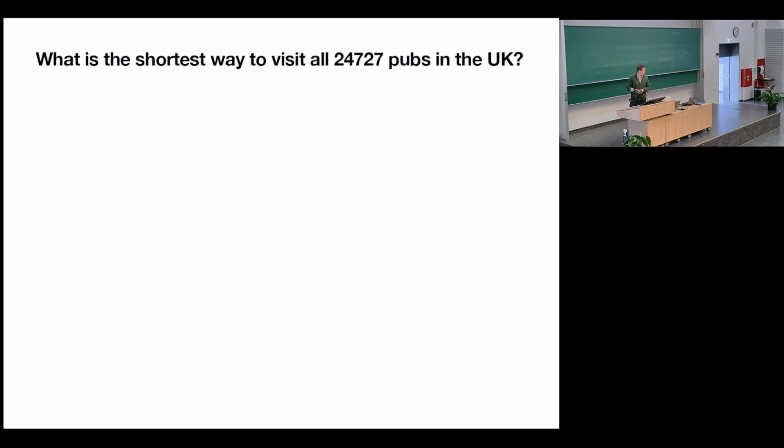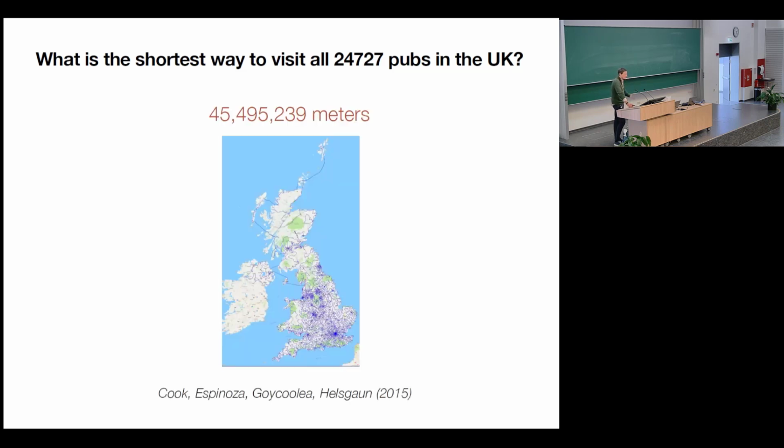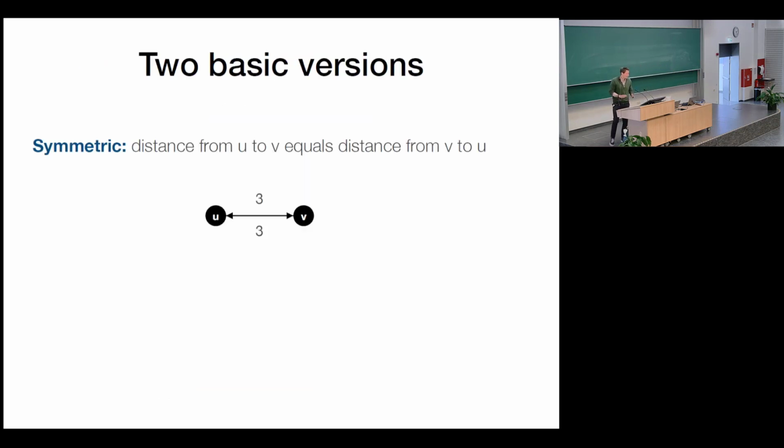Actually, there is one funny example that they managed to solve exactly. What is the shortest way to visit all the 24,727 pubs in the UK? It turns out that the answer is approximately 45 million meters. This was solved by Cook et al. If you search, there's this Concorde solver that is extremely good at solving practical instances of TSP. But let's get back.